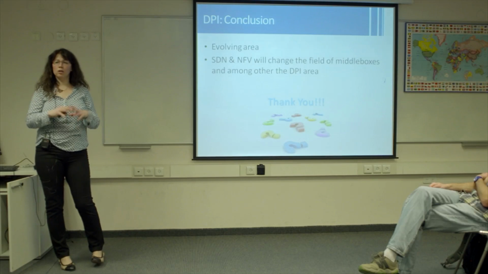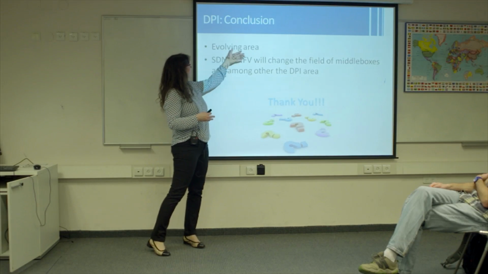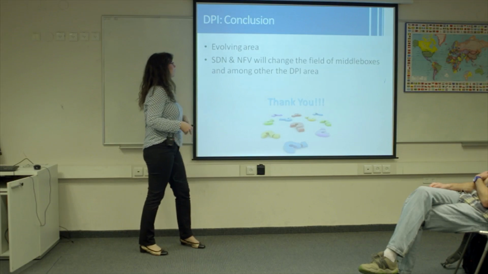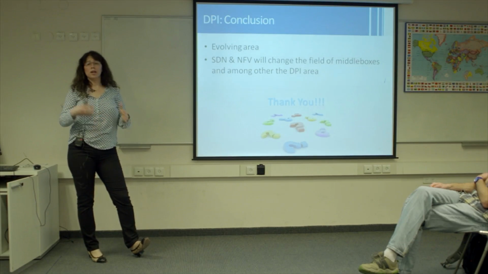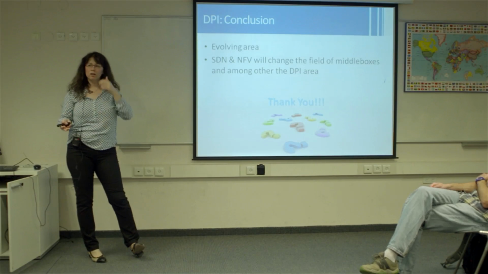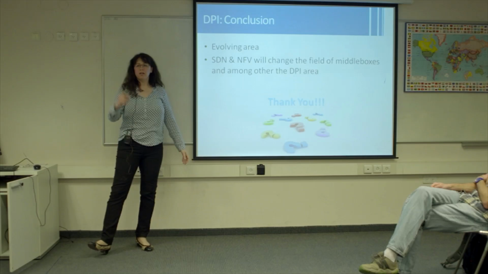So, a little bit of conclusion about deep packet inspection. I hope I convinced you that it's an evolving area and that SDN and NFV will change the field of middleboxes, and I think among others the DPI area. The exact details of how it will be, time will tell.